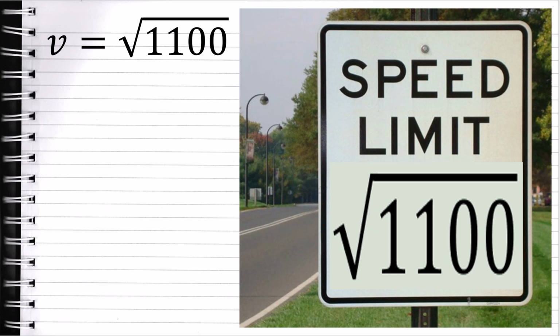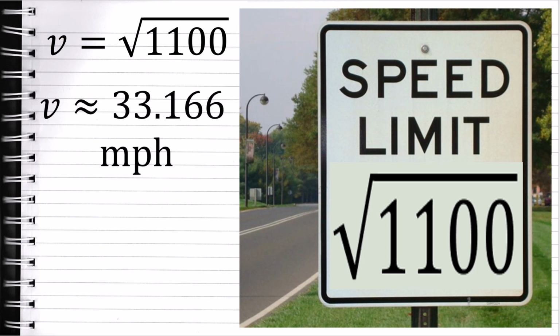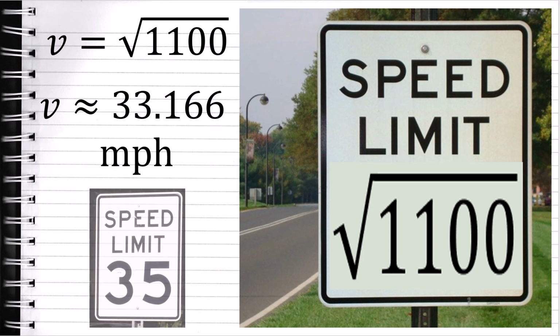Now, I have never seen a speed limit sign that included an irrational number, and it would probably confuse most people, so this is likely not a good idea. The square root of 1100 is approximately 33.166. So I think it could be agreed that a good speed limit for this road would be 35 miles per hour.